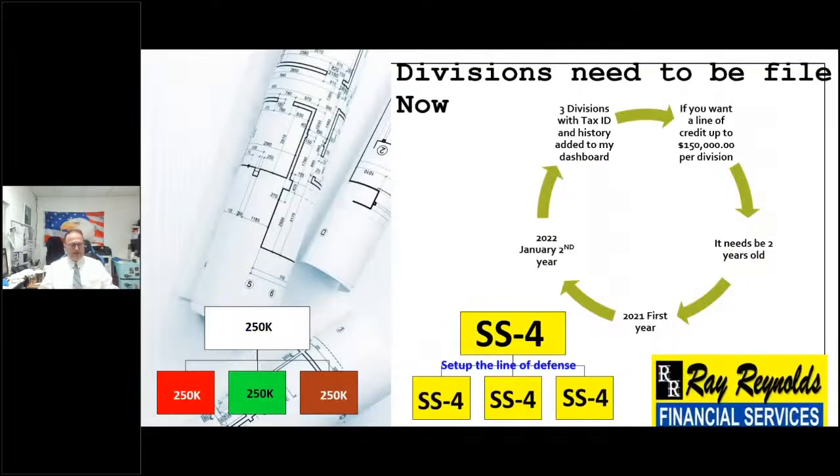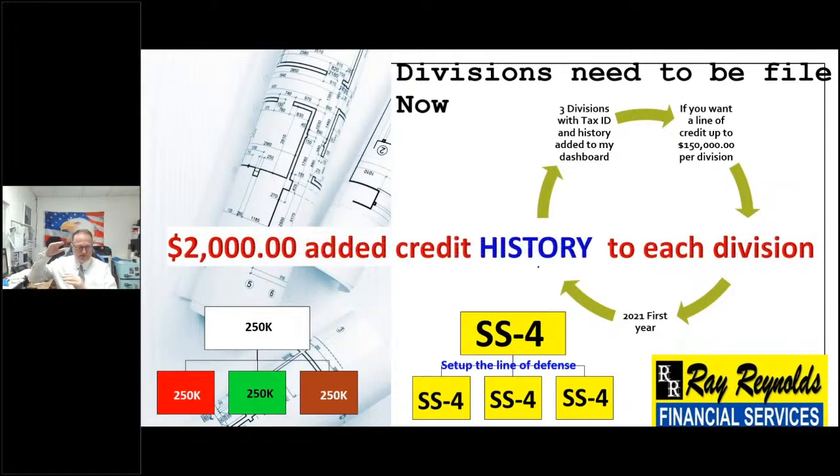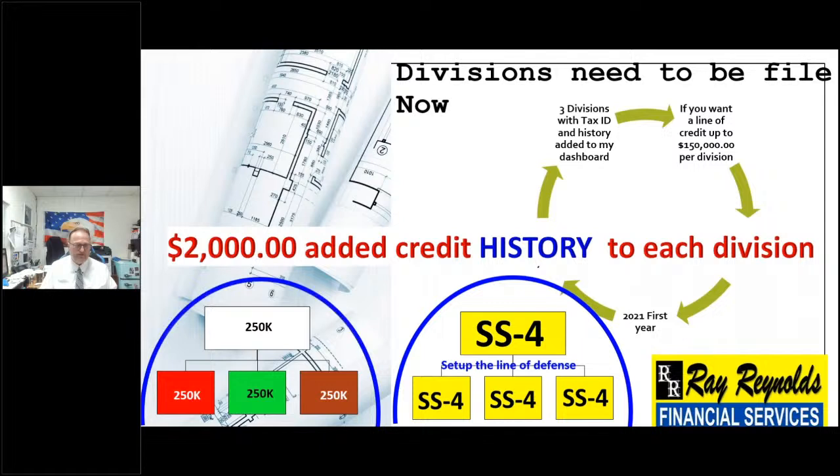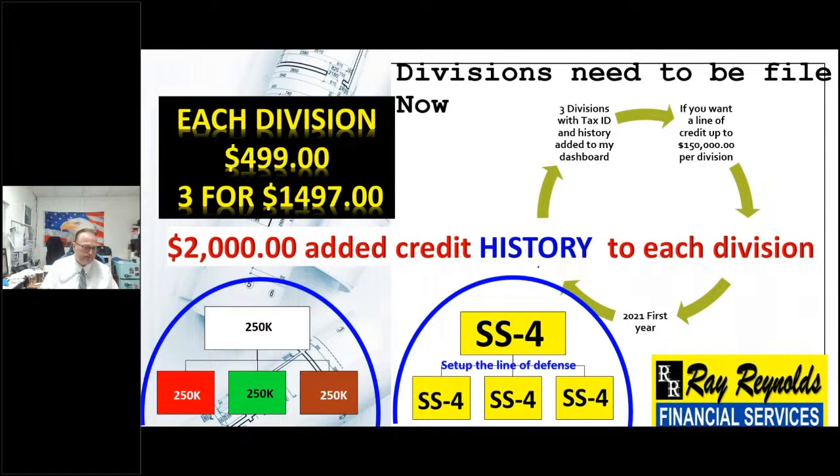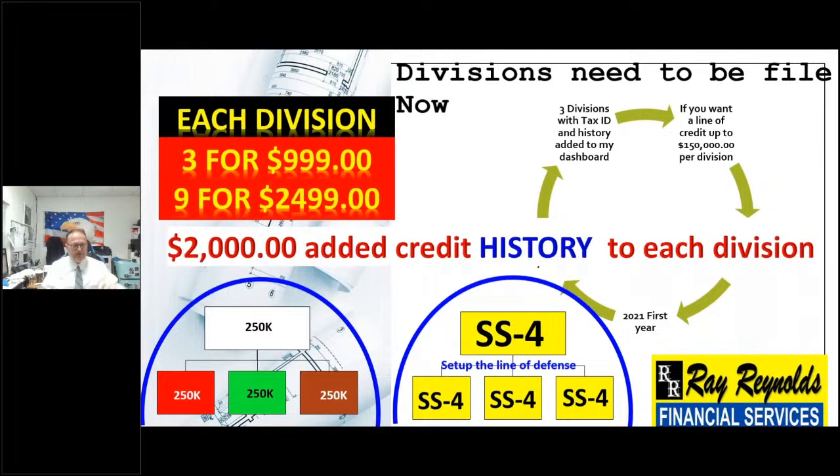So let's understand today about a division. I'm going to set up $2,000 of history on my dashboard to establish your report, trying to do an Equifax. Then after we daisy chain credit, we're going to get a tax ID. Debt follows tax ID and creates a credit report too. Normally they're $4.99 at the office, 3 for $14.97. Through me, you get 3 for $9.99, 9 for $24.99.